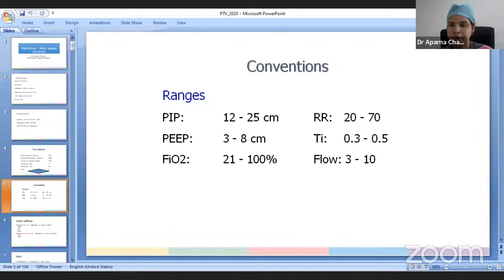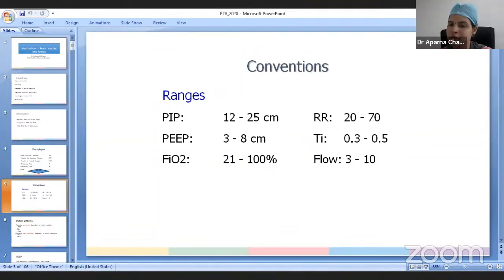So when we are assessing the adequacy of ventilation, each of these parameters needs to be assessed based on some clinical and some biochemical and some radiological parameters. So simplest is FiO2. FiO2 is titrated based on the saturation, which is targeted, as you all know, 91 to 95%.